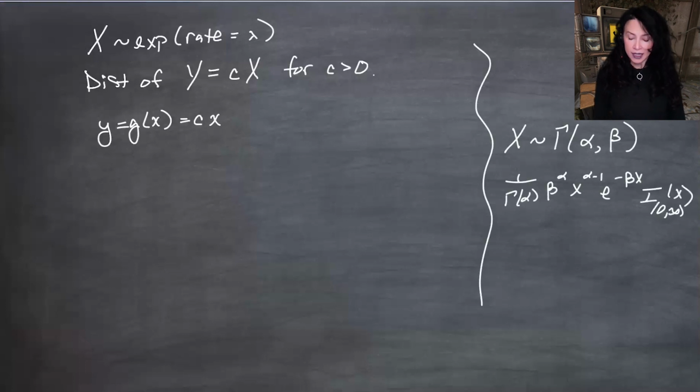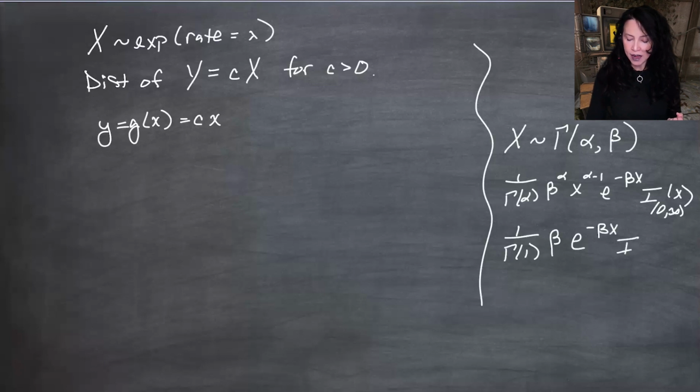And so it's easy to see that if you plug in alpha equals 1, this part is going to go away. And we will get 1 over gamma of 1, beta to the 1, x to the 0, which is gone, e to the minus beta x, times an indicator from 0 to infinity.